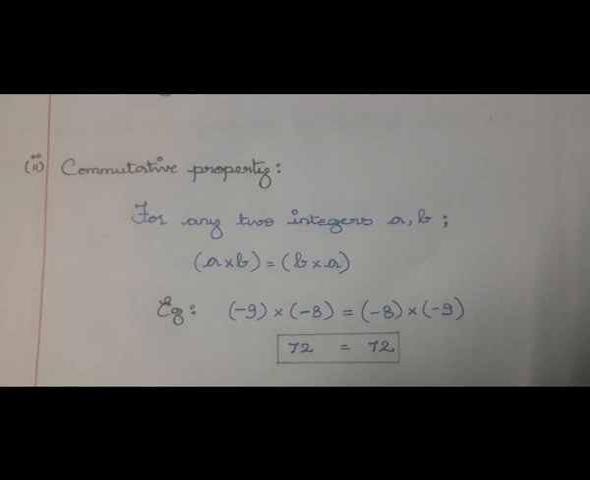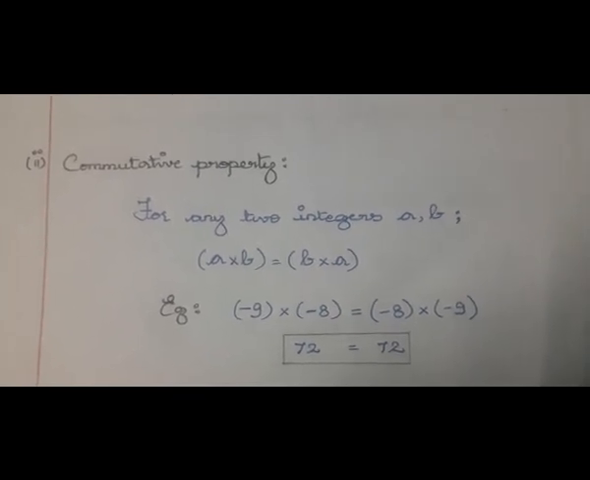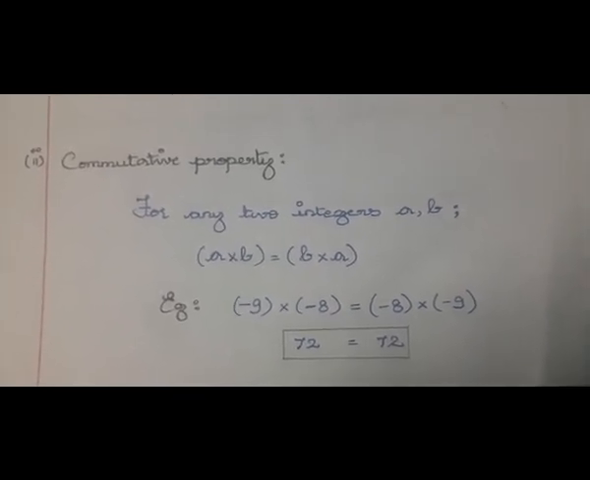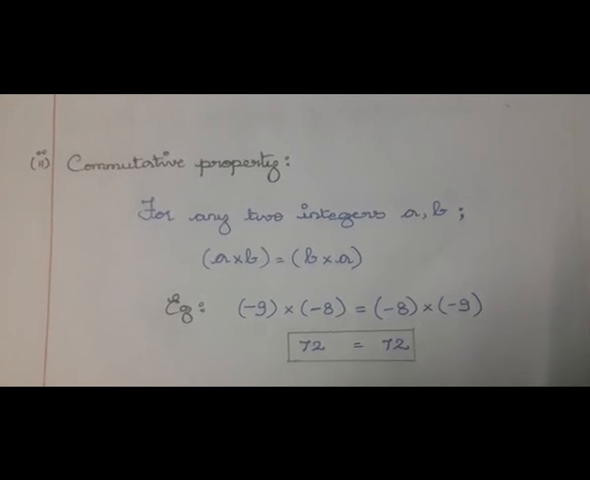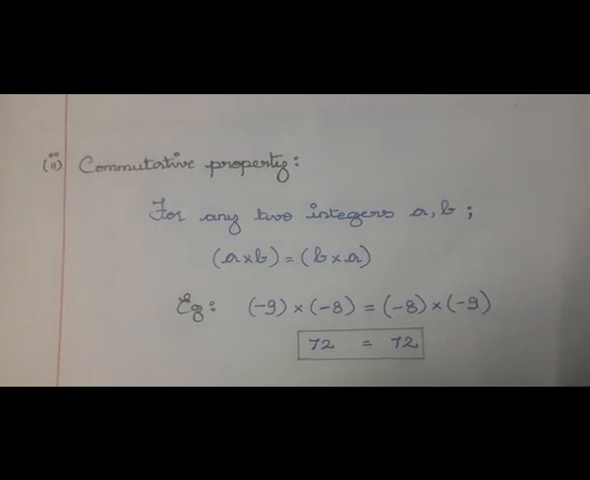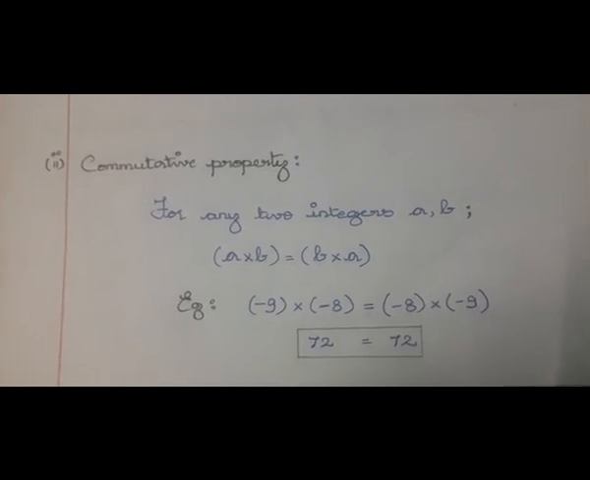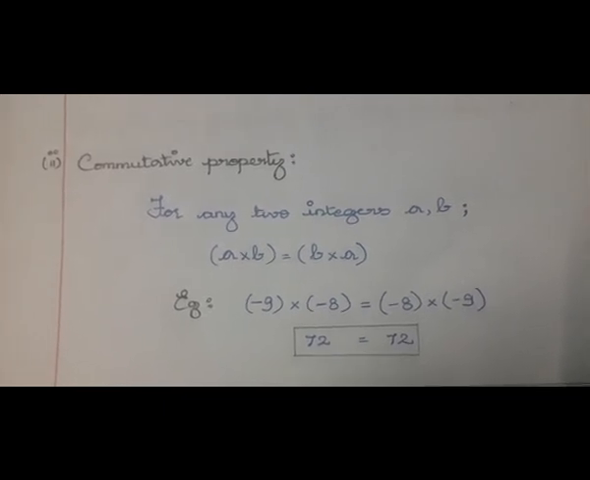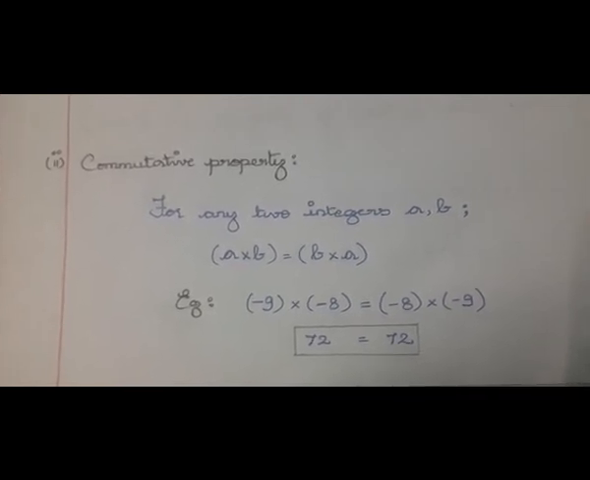Next, commutative property. For any two integers a, b, a into b is equal to b into a. It means that when you replace the position of a and b in the left hand side as well as in the right hand side, you will get the same solution. Example, I am going to take two different integers. One is -9 and the other one is -8.